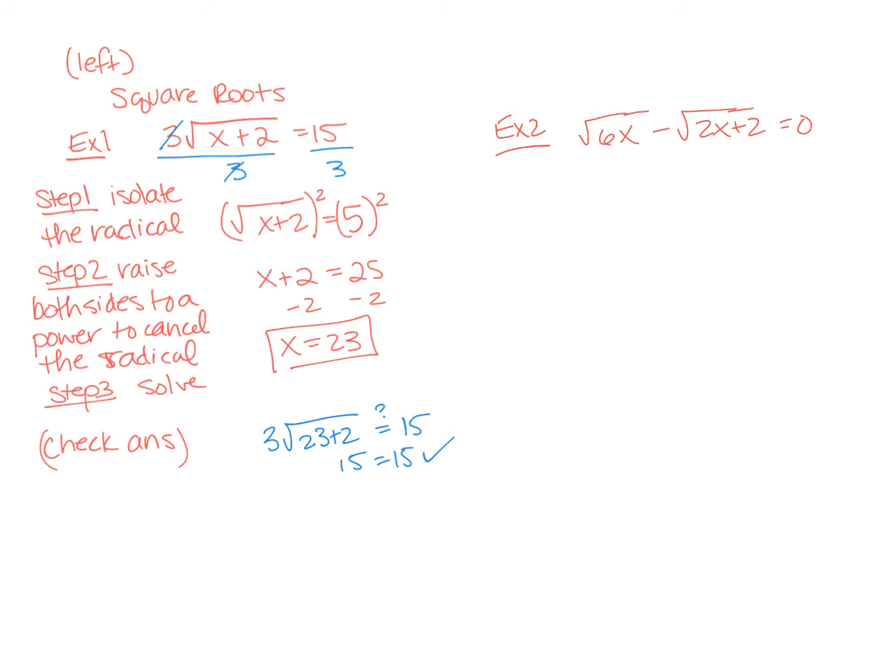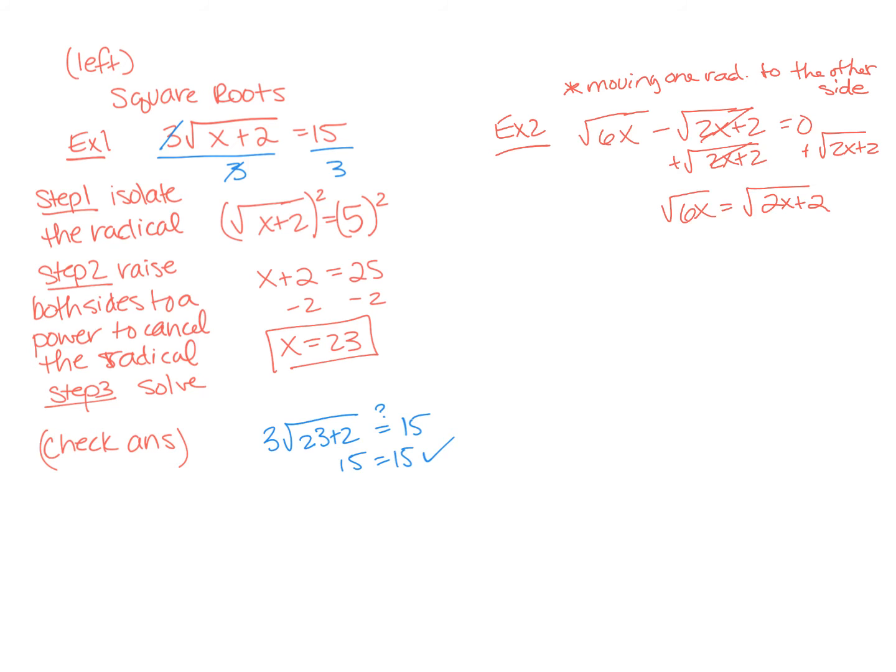Anytime you see something like this set up with both square roots on one side, you want to make your math much easier by simply moving one radical to the other side. So I'm going to add this square root of 2x plus 2 over to the other side. And now what I have is the square root of 6x equals the square root of 2x plus 2. This is a much easier problem algebraically than what I had before.